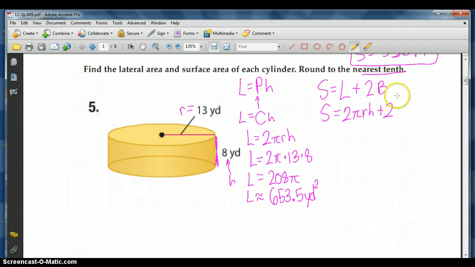And the area of the base is pi r squared. So we have this formula for surface area of a cylinder. So I already have part of this done. I know what my lateral area is. I just found that. But I'm going to use this answer in terms of pi so that I'm more exact.